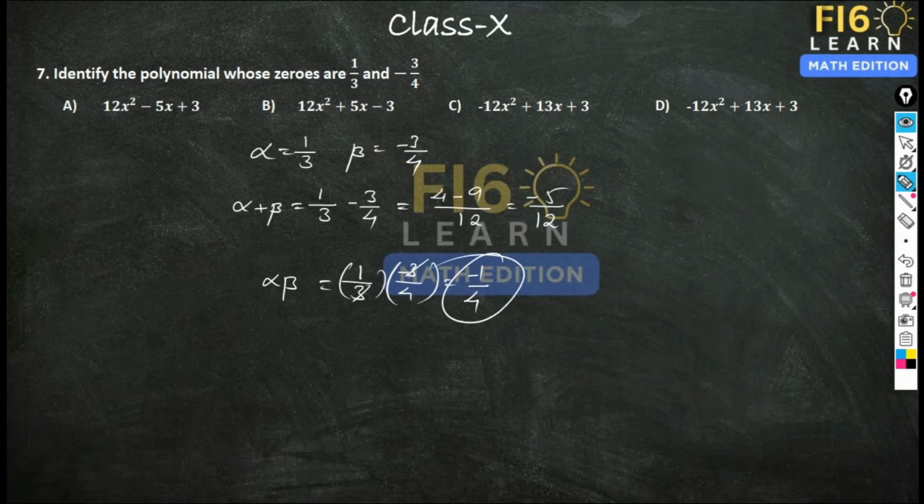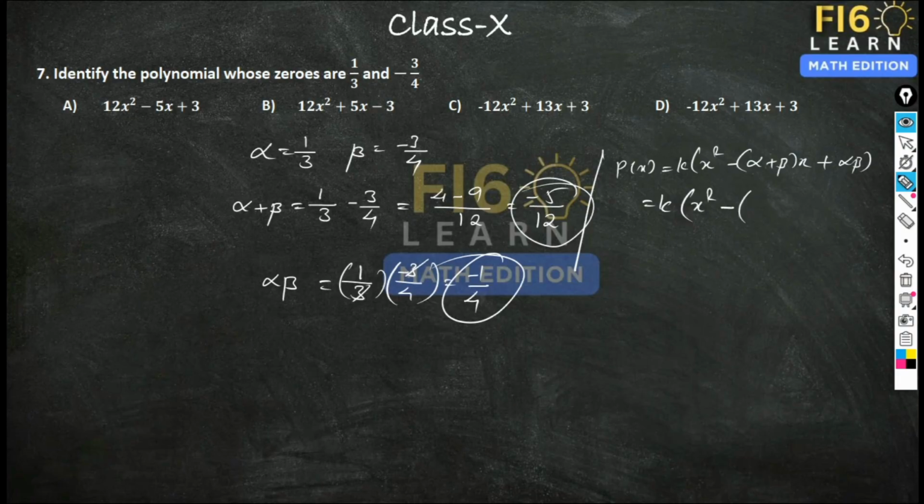Now you know the value of alpha beta and alpha plus beta. We know the general form of the polynomial. So the quadratic polynomial, p of x is equal to k times (x square minus (alpha plus beta), that is the sum of the roots, times x plus the product of the roots, alpha beta). We know the value, right? We know the value of alpha plus beta, that is minus 5 by 12, and the value of alpha beta is minus 1 by 4. We can substitute these two values in the general form. We will get the polynomial equation. Here we have x square minus (alpha plus beta value, minus 5 by 12) x plus the alpha beta value, minus 1 by 4.